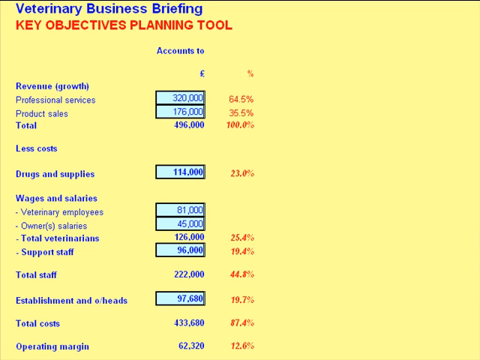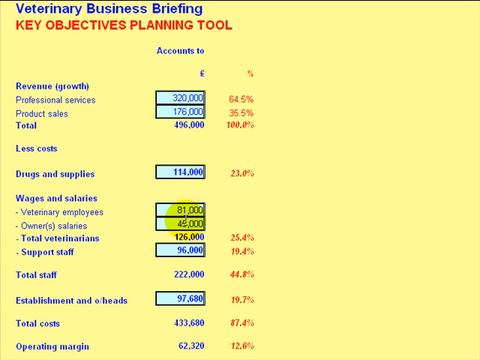This is the first page of our key objectives planning tool, and the practice manager has already entered data for the practice for the last available profit and loss account. So we have here total revenue last year £496,000. These are the costs.